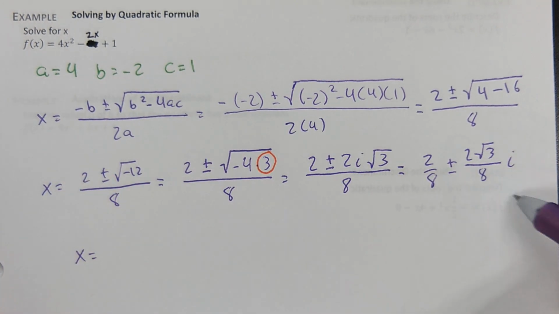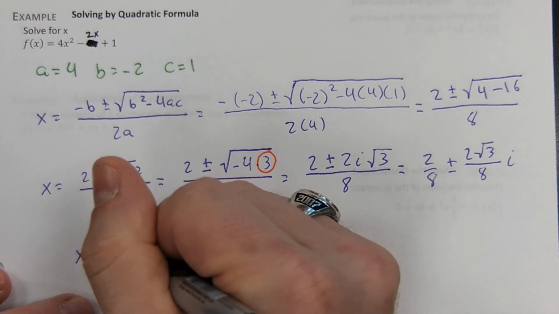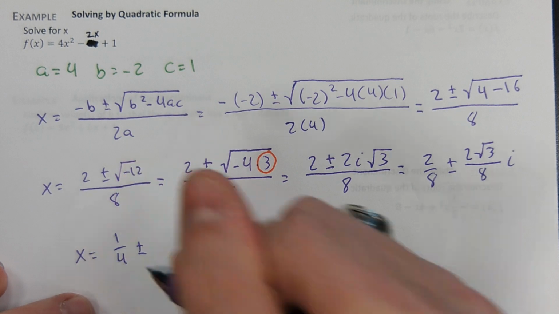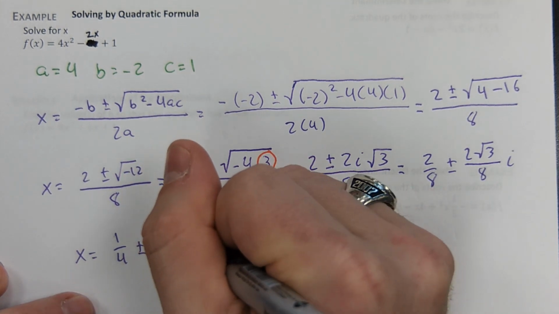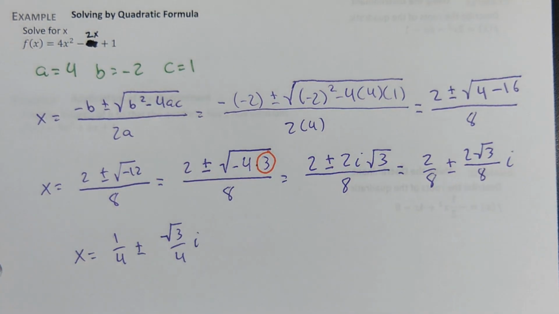Both these fractions reduce the same way. You can divide the top and bottom by 2. It's going to give me 1 over 4 plus or minus root 3 over 4 i. I have 2 complex solutions. But I still could tell you where the axis of symmetry is. It's at x equals 1/4. Now here's my question for you. Since I have 2 complex solutions, what does that tell me about my graph?